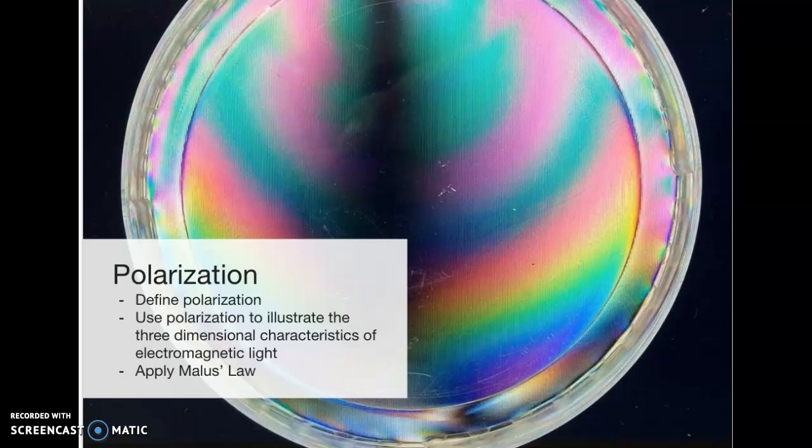So today we're going to talk about a phenomenon called polarization. We're going to define what that phenomenon is. You're going to use polarization to look at the three-dimensional characteristics of electromagnetic light, and we're going to apply a mathematical relationship to it called Malus's law. Okay, three things. Let's get started.